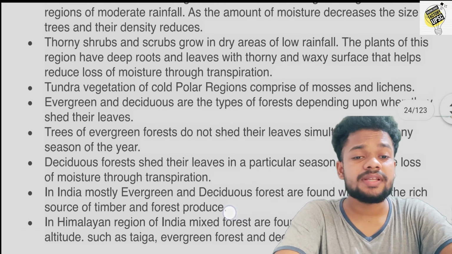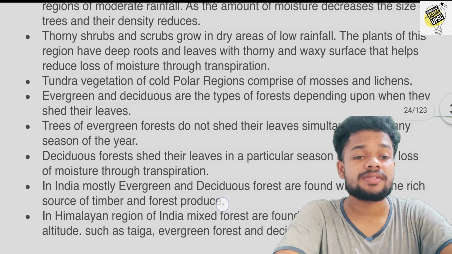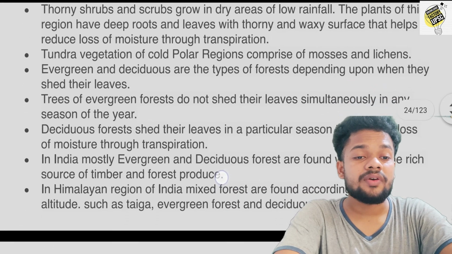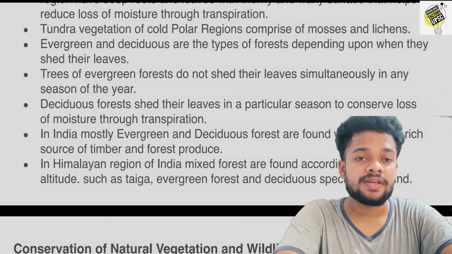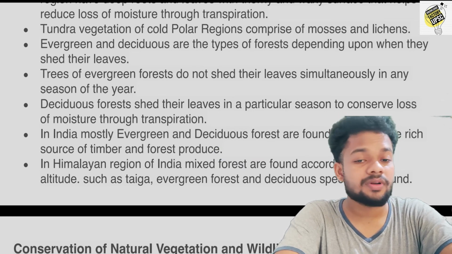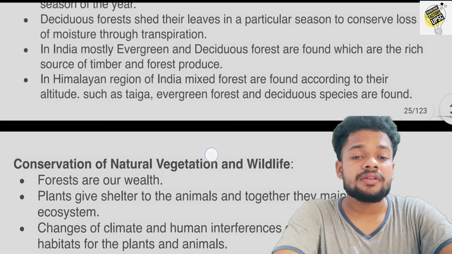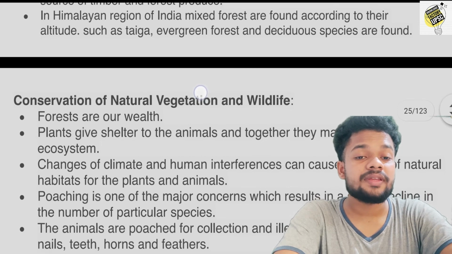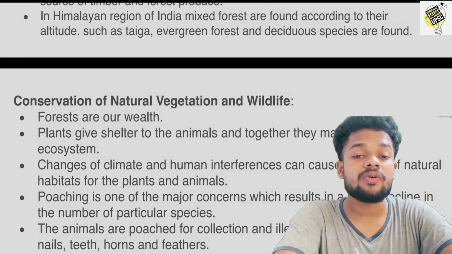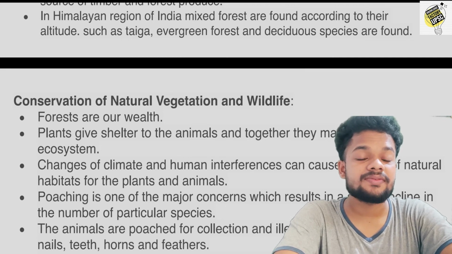In India, mostly the evergreen and the deciduous forests are found, and they are rich in resources, and timber is also produced. Okay, so deciduous forest also plays an important role for the people in collecting their food and resources from the forest itself. Then in the Himalayan region of India, mixed forests are found according to their altitude, such as taiga, evergreen forest, and deciduous forests.